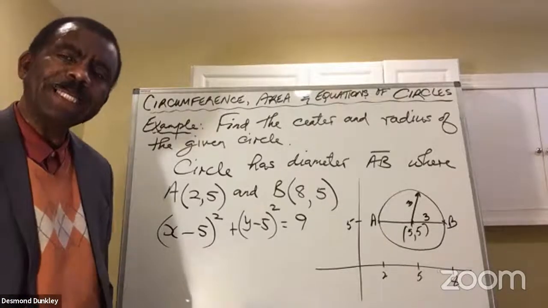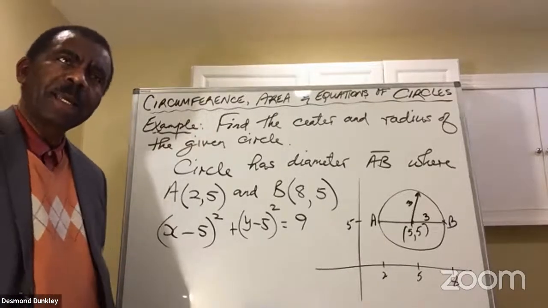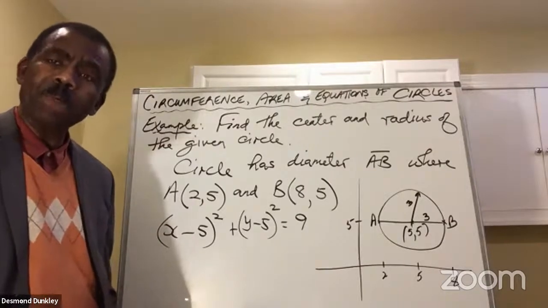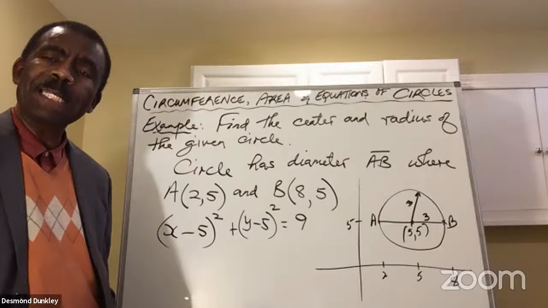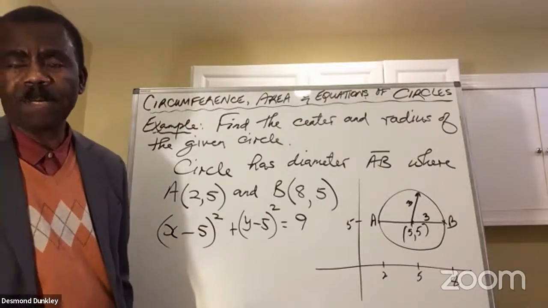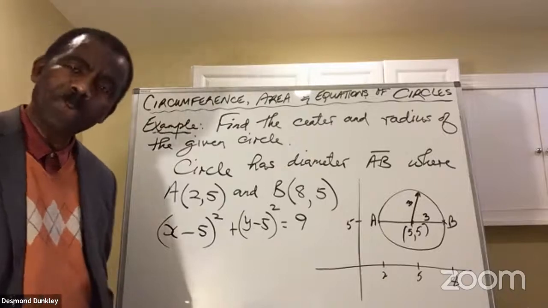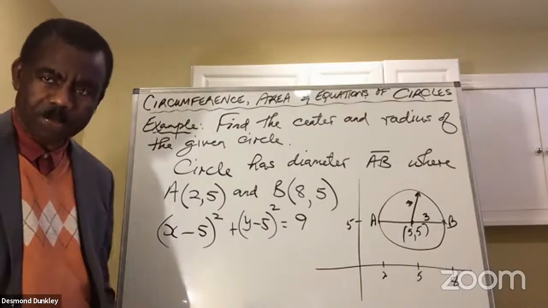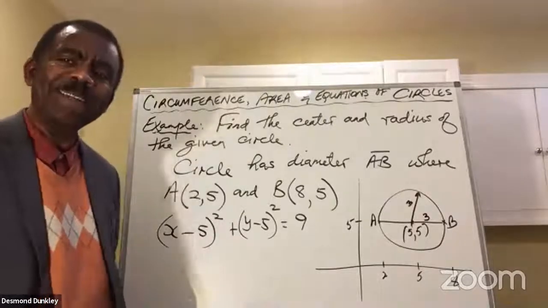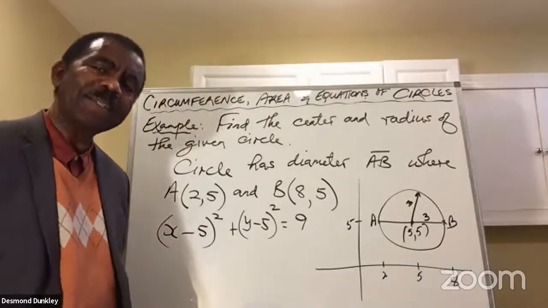So what I did, instead of telling you the radius, I gave you the diameter. I gave you a diameter for the circle. And based on the diameter, you could determine the length of the diameter and divide that by 2 gives you the radius of the circle. The midpoint of the diameter is going to give you the center.